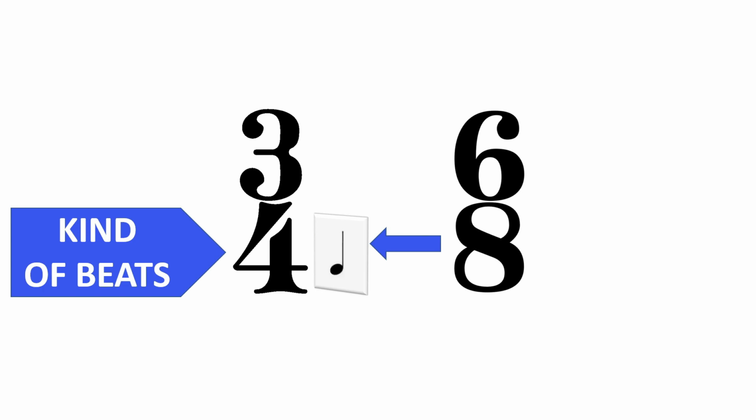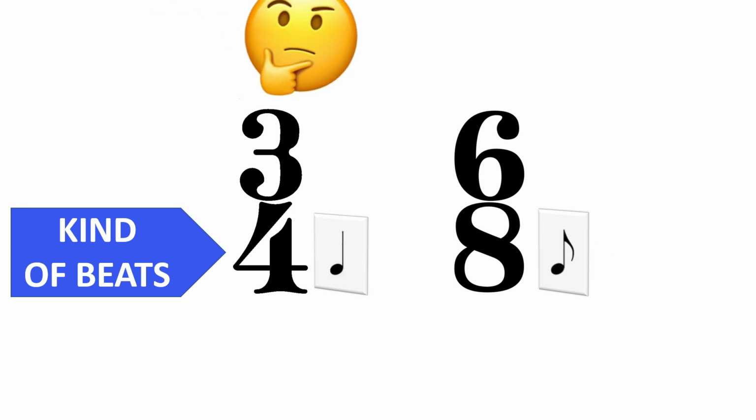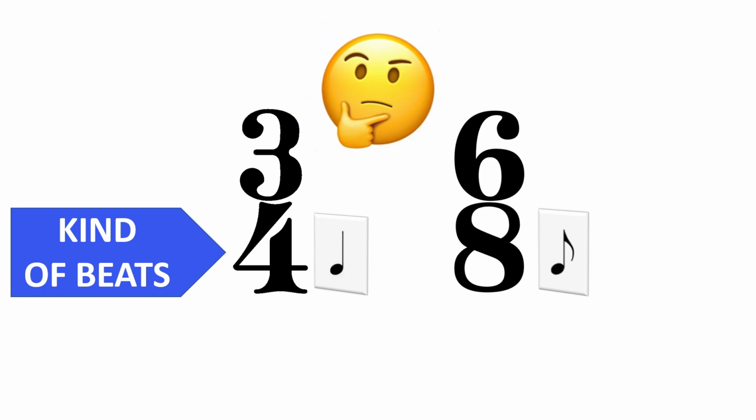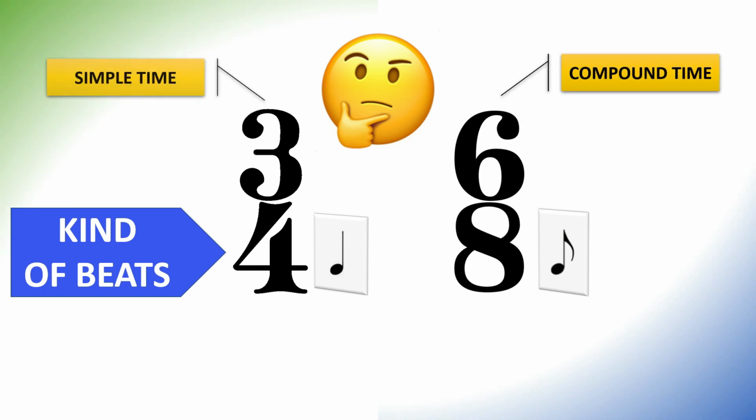Okay, cool. Then let's have a look at the 6/8 time signature. In this case, the bottom number is 8, and that refers to quavers. So we will have 6 quavers in each bar. But can we now say there will be 6 quaver beats in each bar? Well, technically that is not right, because 6/8 is what we call compound time. So 3/4 was simple time and 6/8 is compound time.